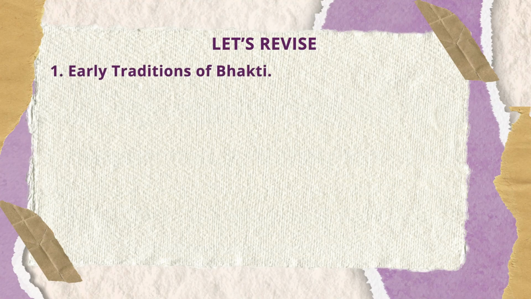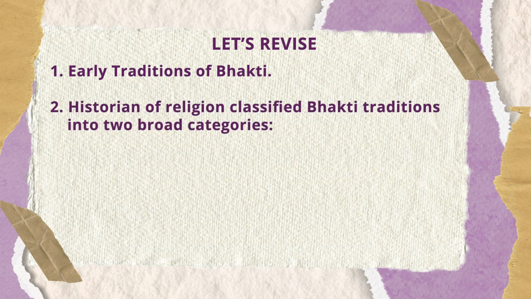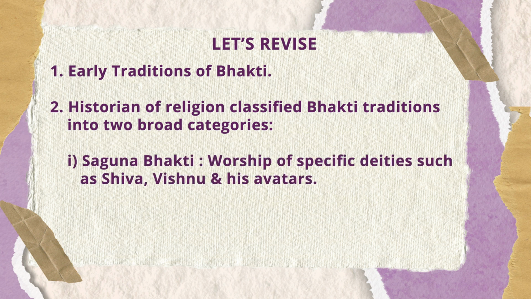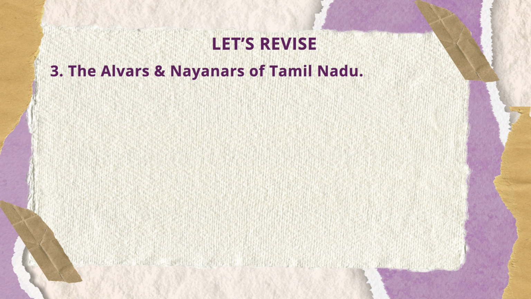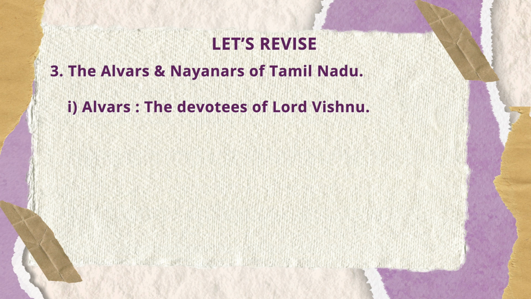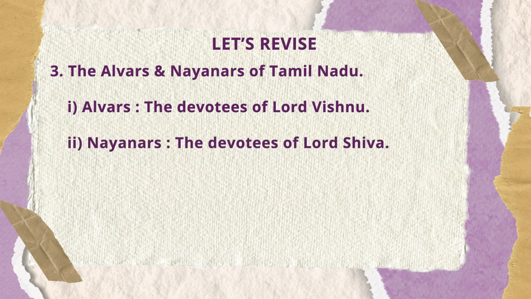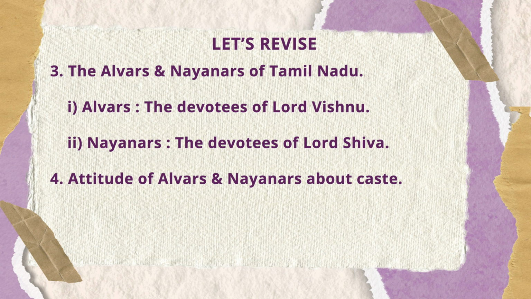First, early traditions of Bhakti. Second, historians of religion classified Bhakti tradition into two broad categories. First, Saguna Bhakti, worship of specific deities such as Shiva, Vishnu and his avatars. Second, Nirguna Bhakti, worship of an abstract form of God. Third, the Alvars and Nayanars of Tamil Nadu. Alvars, the devotees of Lord Vishnu, Nayanars, the devotees of Lord Shiva. Fourth, attitude of Alvars and Nayanars about caste.